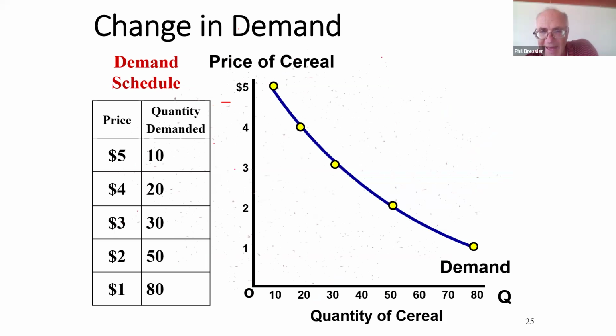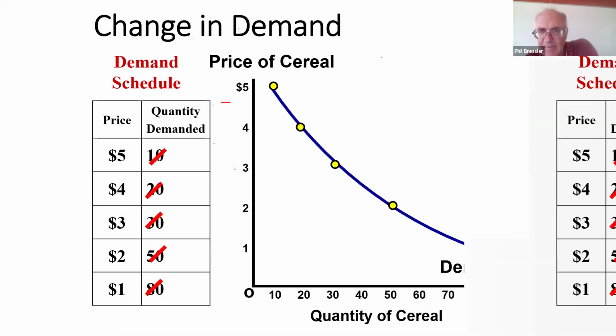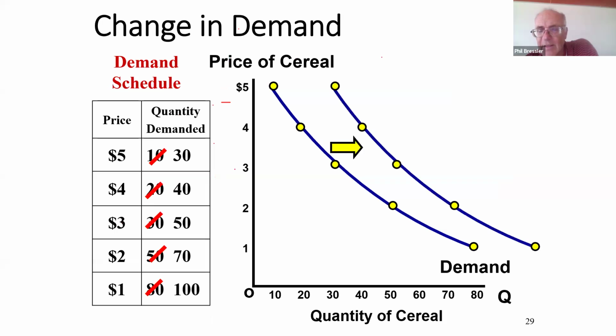And when we say that, the curve shifts. And notice at $5, the same price, more people are willing to buy cereal. At every price, more people are willing to buy. And that is a change in demand, okay? Where if I went from $5 to $4, it's only at that price that that's a change in quantity demanded.